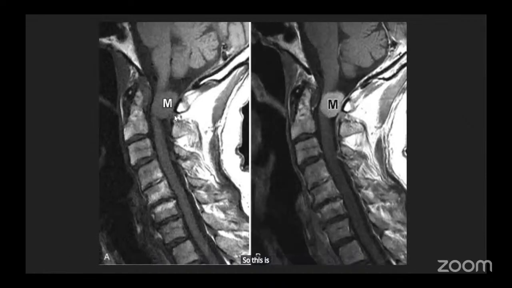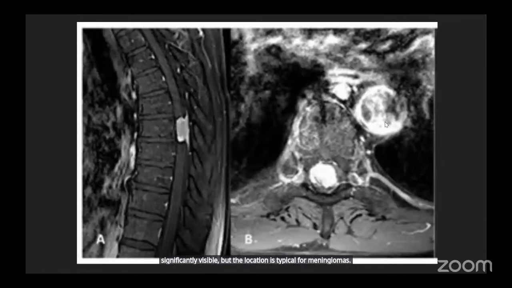So this is again a foramen magnum meningioma, but this is a posterior lesion. The cord is compressed anteriorly. The dural tail is not as significantly visible, but the location is typical for meningiomas. Here you can see the dural tail both on the upper and the lower pole, and you can see how the cord is draped to one side, whereas the tumor is occupying the entire canal.